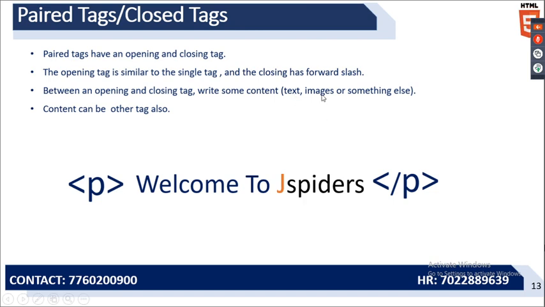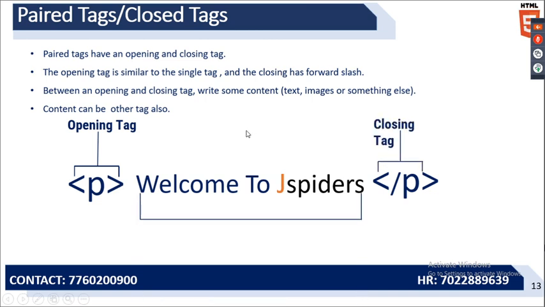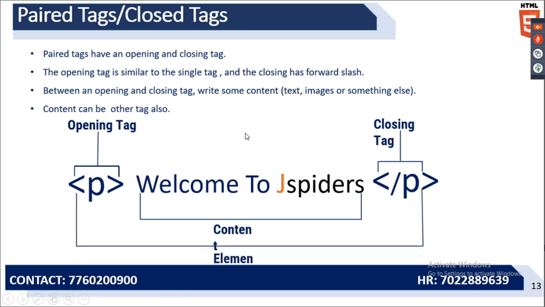This content can be text, image, or something else, but we are using text. The content can be another tag also. You can add one more tag inside the paragraph tag, that means a tag inside a tag. There is no rule that we should not add a tag inside another tag. Clear? So observe this. This is my opening tag, this is my closing tag, this is my content, and this whole thing is my element. Please take this down, guys, and if you have any doubts, you can ask me.